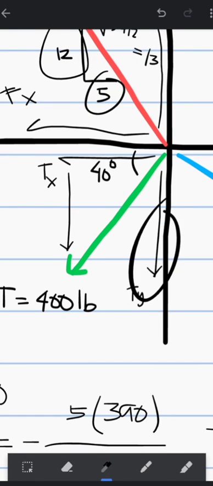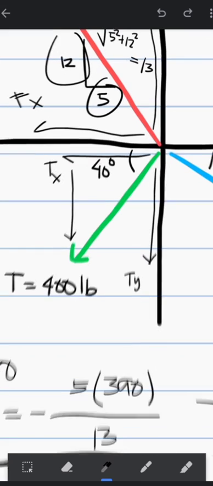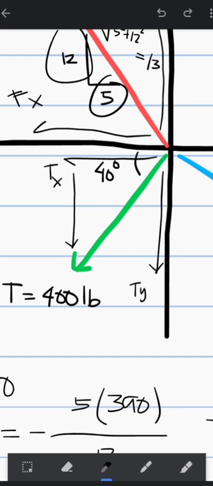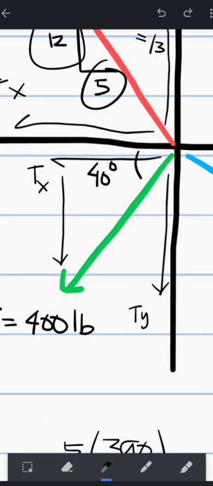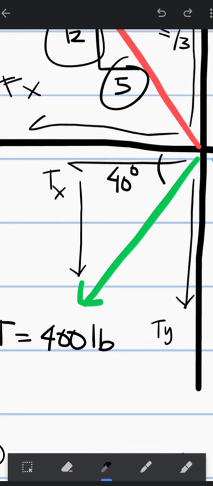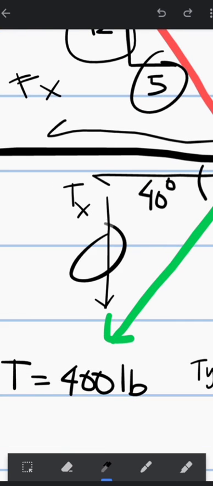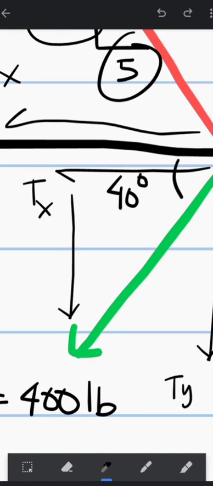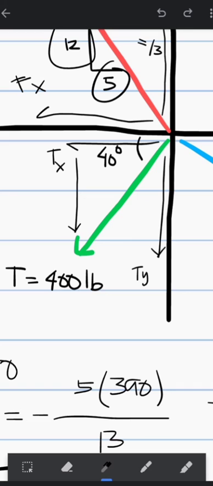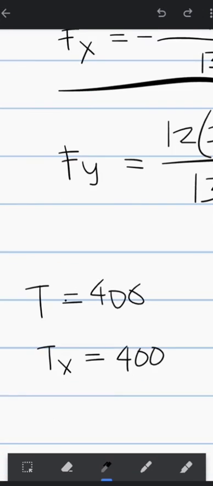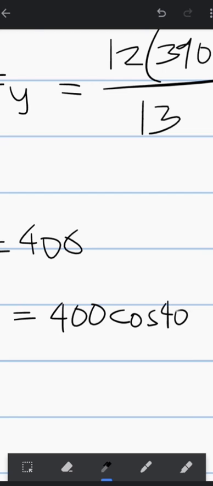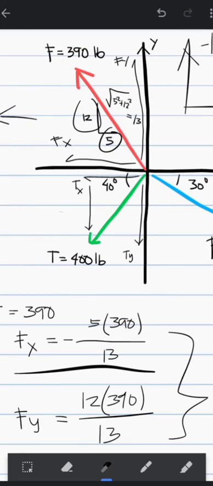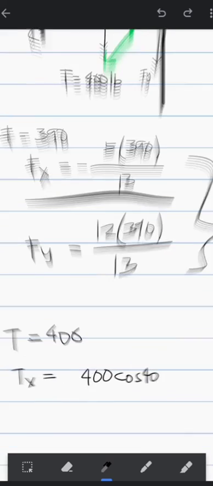Just take note where the t of y and t of x lie. Since it lies adjacent to our angle, we multiply the cosine of the angle by the magnitude. But if, for example, t of x lies opposite the angle, don't forget that it's now sine. We use the sine, not the cosine. So since t of x is adjacent to 40, t of x is just 400 cosine of 40. And then its direction: it's heading towards the left, so it's negative.